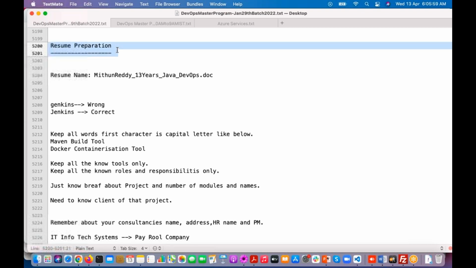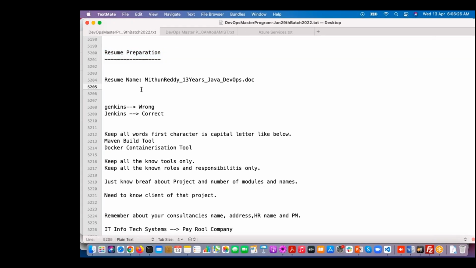So today we are going to discuss resume preparation. In this session we are going to discuss how we can prepare our resume after completing this DevOps course, and how we can showcase DevOps experience. All these things we are going to discuss.